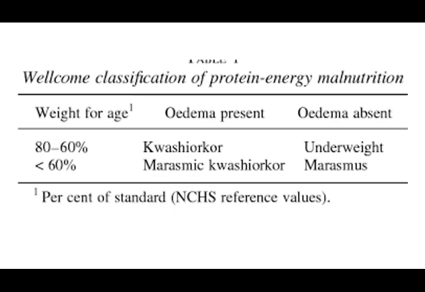This is a table from the Wellcome classification of protein energy malnutrition, where the first column is about the weight for age. If the weight for age is 80 to 60% and edema is present, the child is said to be suffering from kwashiorkor. If edema is absent, he or she is just underweight. If it is less than 60% and edema is present, it is marasmic kwashiorkor, and if it is less than 60% and edema is not there, the child is suffering from marasmus. So this was the basic classification.